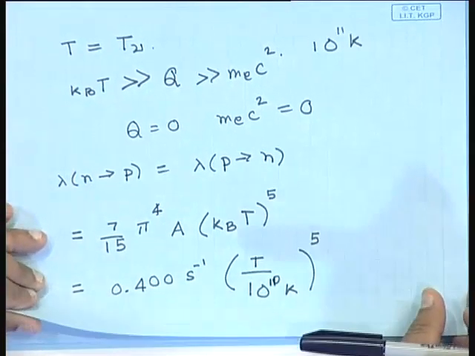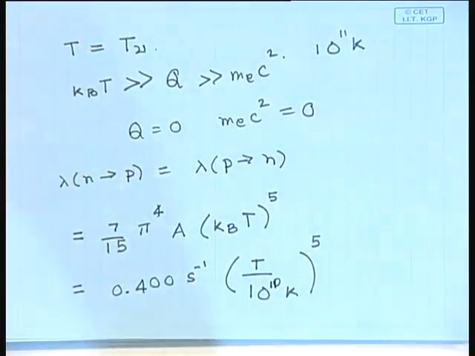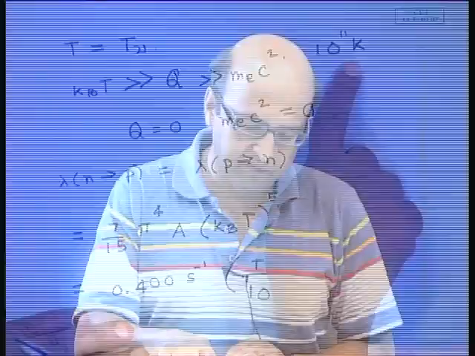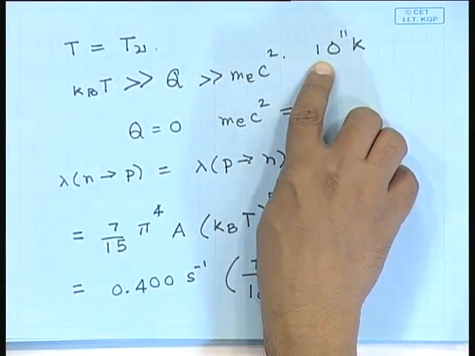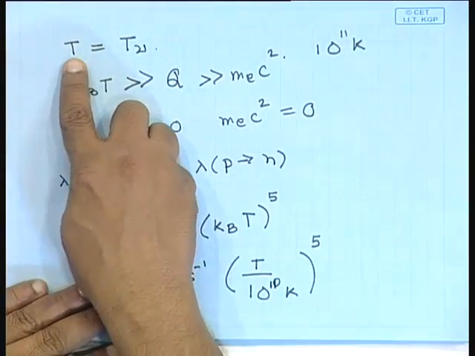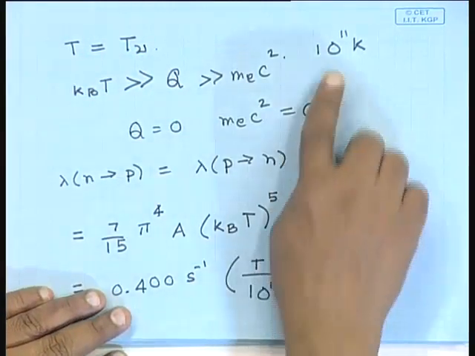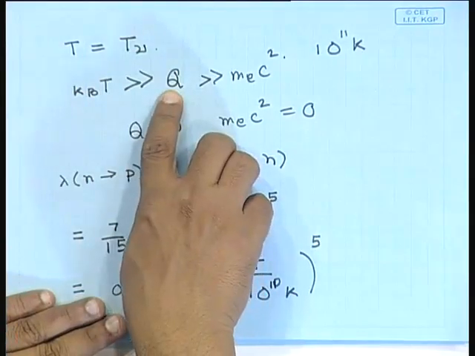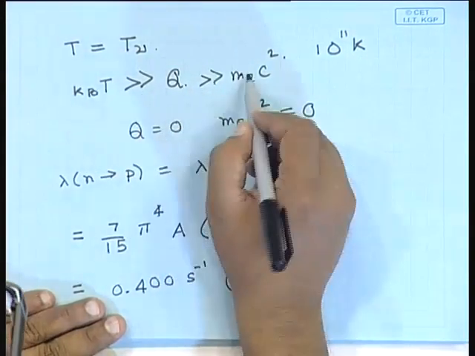Now, to determine if the reaction is in thermal equilibrium, what are we doing? We want to now determine the starting value of the neutron fraction. The neutron fraction at a sufficiently high temperature of 10 to the power 11, somewhere over there. At these sufficiently high temperatures, the temperature of the neutrino and the CMBR are the same, the temperature of the neutrino and electron are the same. There is a further simplification that you may neglect Q, you may neglect m_e c squared.